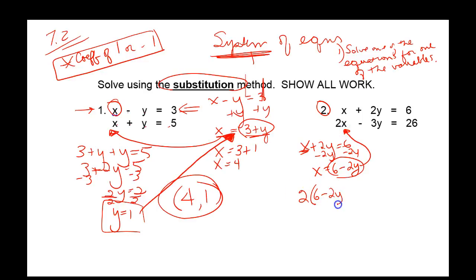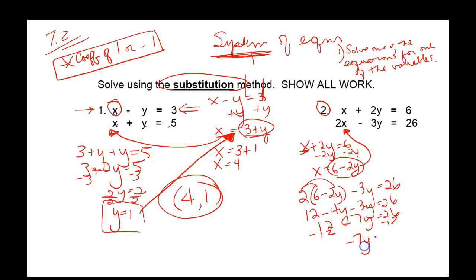Now, anywhere there's x in that second equation, I can substitute this in. 2 times 6 minus 2y minus 3y equals 26. Let's distribute. 12 minus 4y minus 3y equals 26. 12 minus 7y equals 26. I'm going to subtract 12. Negative 7y equals 14. y equals -2.